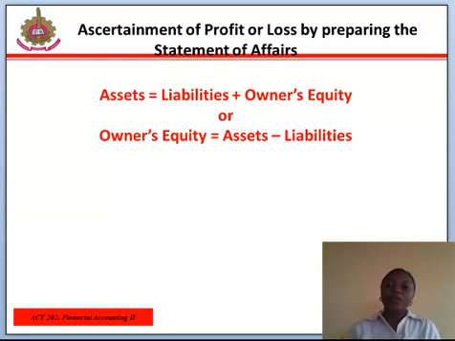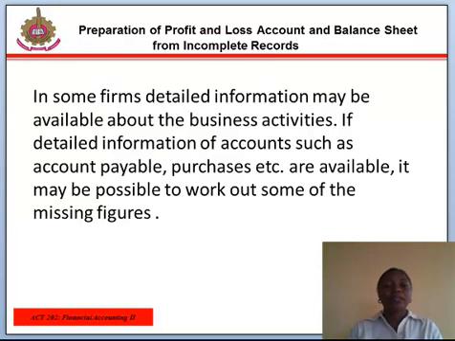And the difference between the totals of the two sides is known as the owner's equity, and this can be expressed as shown above. We have assets equal to liabilities plus owner's equity, and making the owner's equity the subject of the formula, we have owner's equity equal to assets minus liabilities.